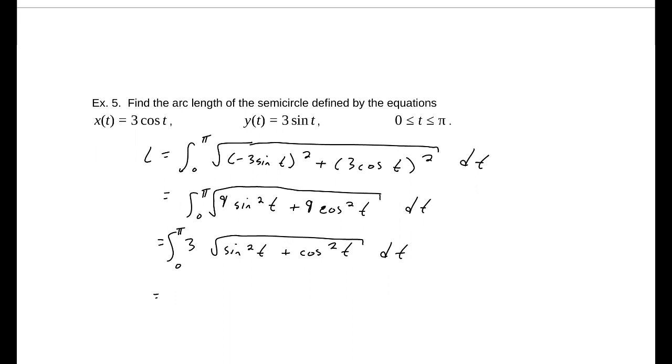So when I take the antiderivative, this is times 1 here, the antiderivative of that is 3t, evaluated from 0 to pi, which will be 3 pi. Different functions, same answer, but this one is arc length, and the other was area. Quite a difference.